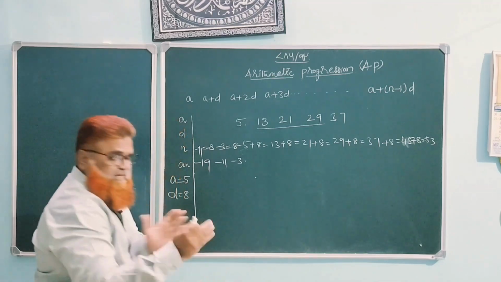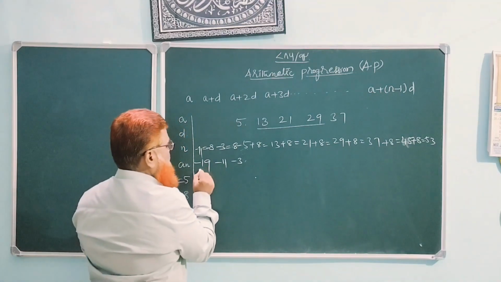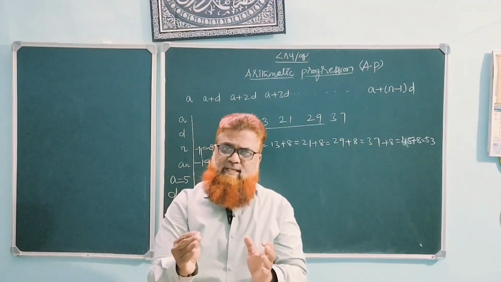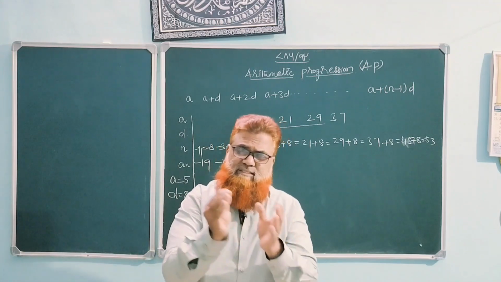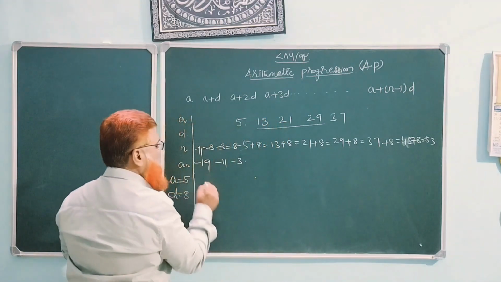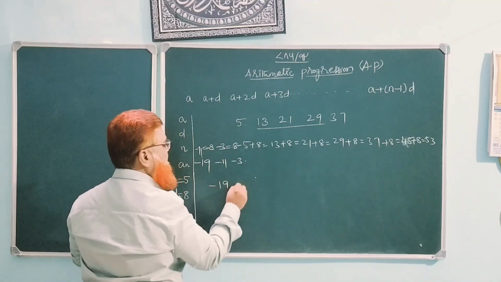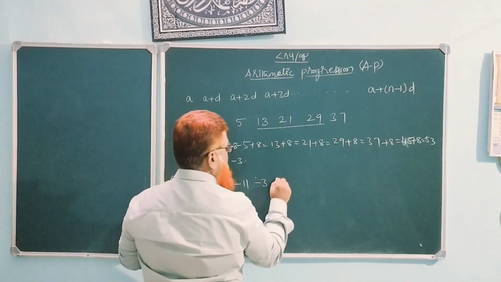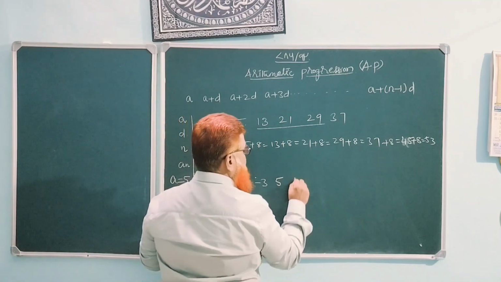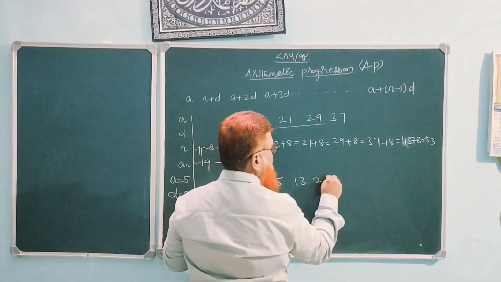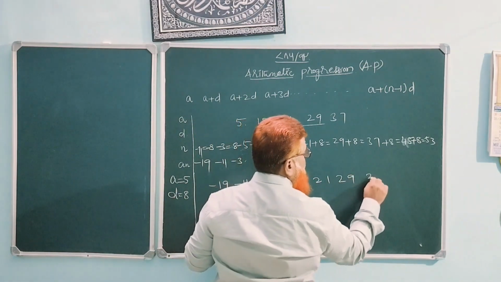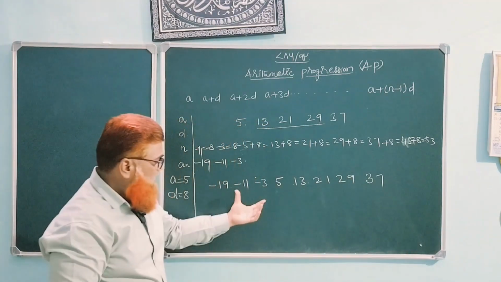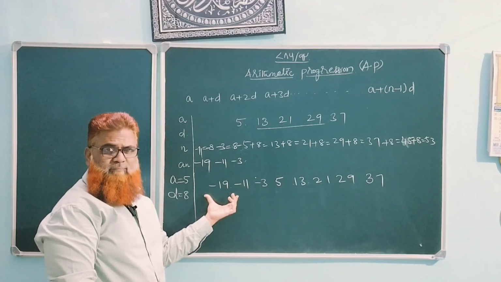Now let me write the complete sequence of the AP. I repeat once again, let me write the complete sequence of an AP. Listen carefully: minus 19, minus 11, minus 3, and then the original 5, 13, 21, 29, 37, and so on. My question to you all, what is this? These are in AP.